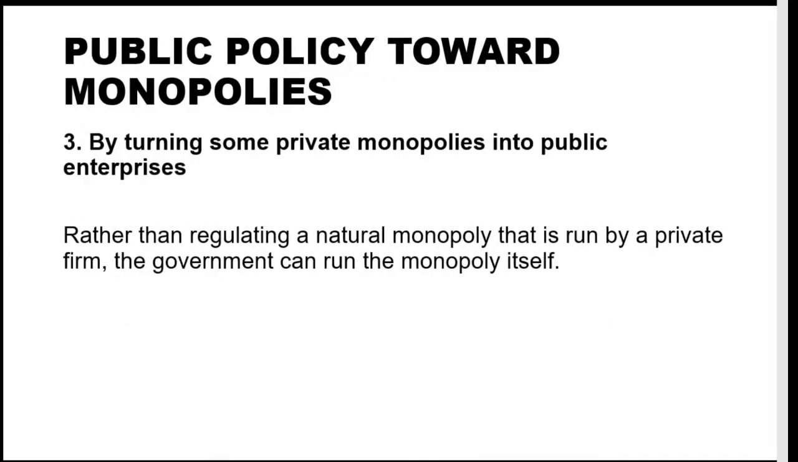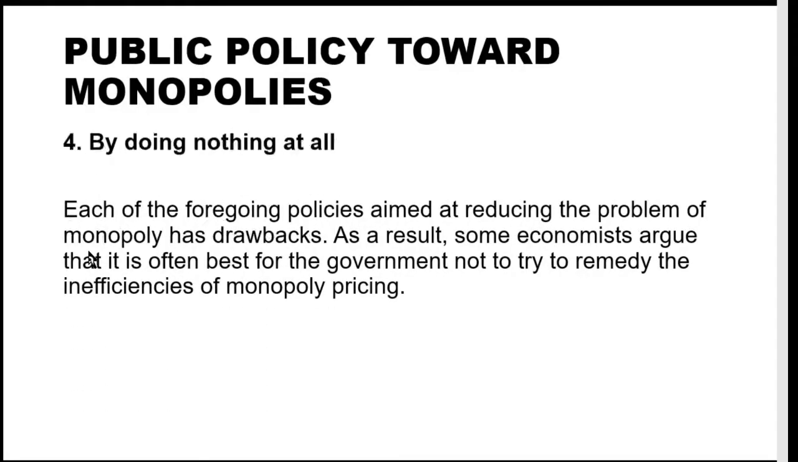Third is turning private monopolies into public enterprises. So rather than regulating the natural monopoly that is run by a private firm, the government can run the monopoly itself. And fourth is by doing nothing at all. Okay, so each of the previous remedies has its drawbacks. They have some disadvantages. So some economists argue that it would be best if the government will not try to remedy the inefficiencies of monopoly pricing.